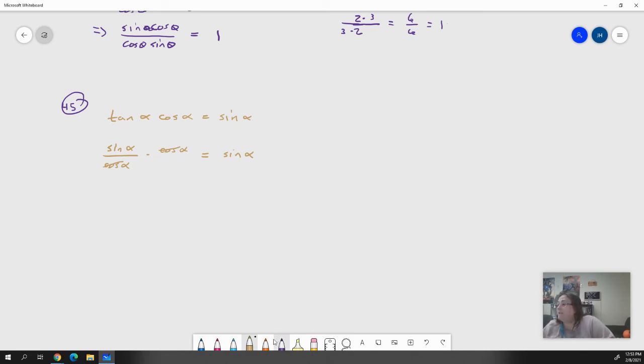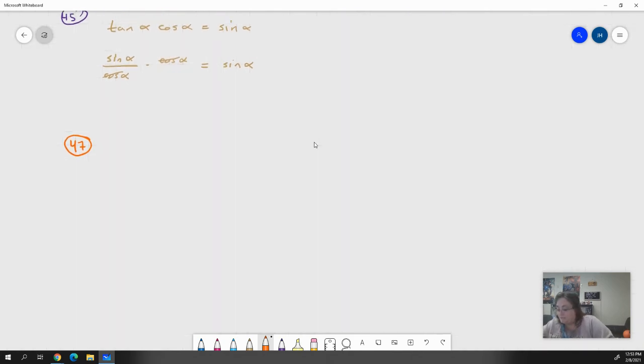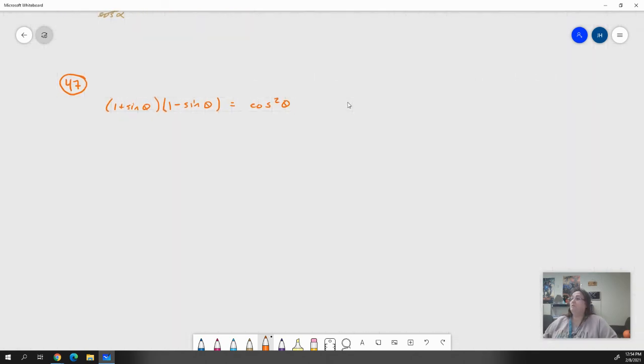So let's look at number 47. And I think this is the last one that I'm going to do for you. Well, if we look at 47, 47 says that we have 1 plus sine of theta times 1 minus sine of theta equals cosine squared theta. And this is a little bit tougher, but we can see how this works.